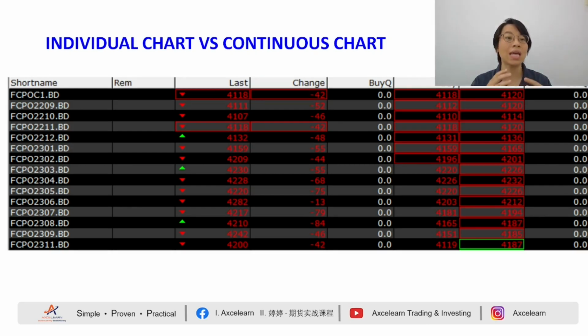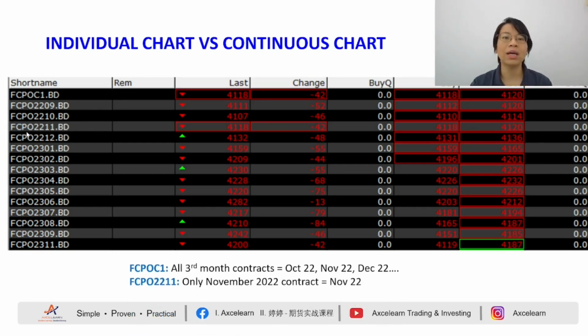For example, right now it is the end of August, so it will still be capturing the August month, and subsequently it will capture the September month only. Once September expires, they will capture October. But for FCPO, it is very different because we always only trade the third month, which is the highest volume month. So you will see that they are only capturing the third month itself.